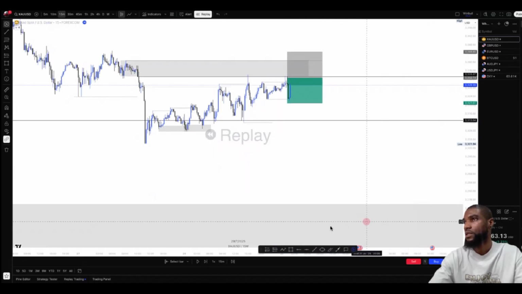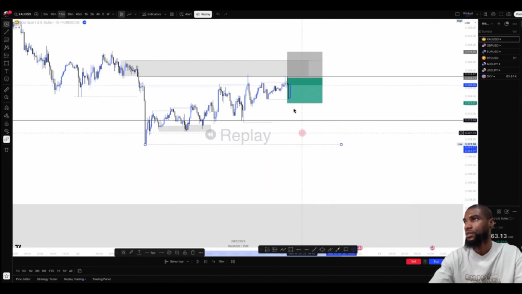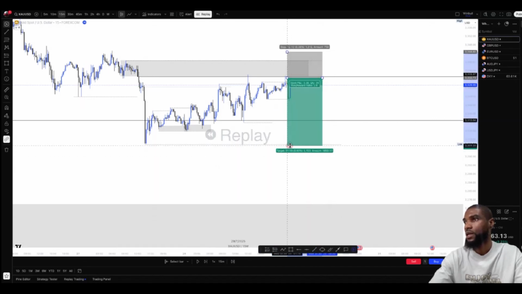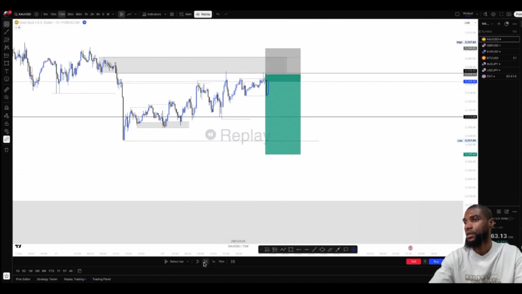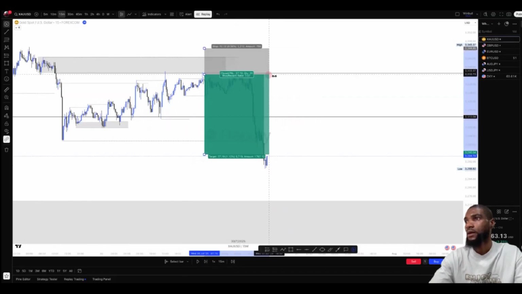So now this is going to be our liquidity. Price is going to take it. So we are going to target below this low. That's 1:3. All right. So I took this trade. So price tap into that. So you can see price hit our target.